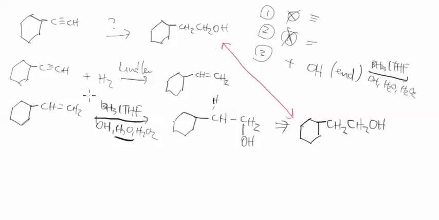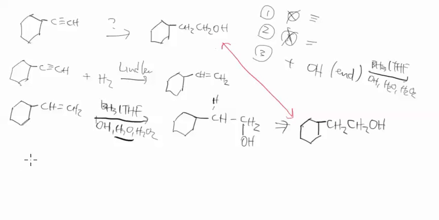Now, did I have to use H2 and Lindlar first? And the answer is no. You could have, if you wanted, taken the triple bond and added the BH3, THF, OH, H2O, H2O2 if you wanted to do that route to put the OH group on the end with this double bond. However, if you would have done that, you would have ended up with an enol.